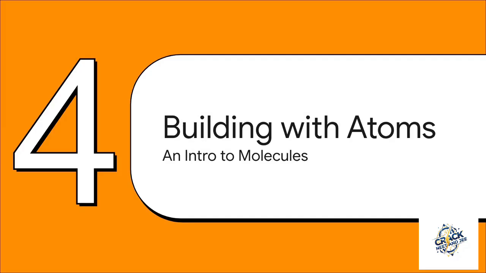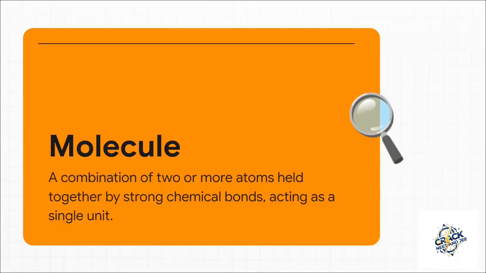Okay, so we figured out the true average mass of a single atom. But why does this really matter? Well, it's because atoms almost never exist by themselves. They love to team up to build everything around us. And those teams are called molecules. A molecule is simply a team of atoms. Anytime you have 2 or more atoms that are stuck together with chemical bonds acting as a single unit, that's a molecule. It's really the next level of organization in the universe.